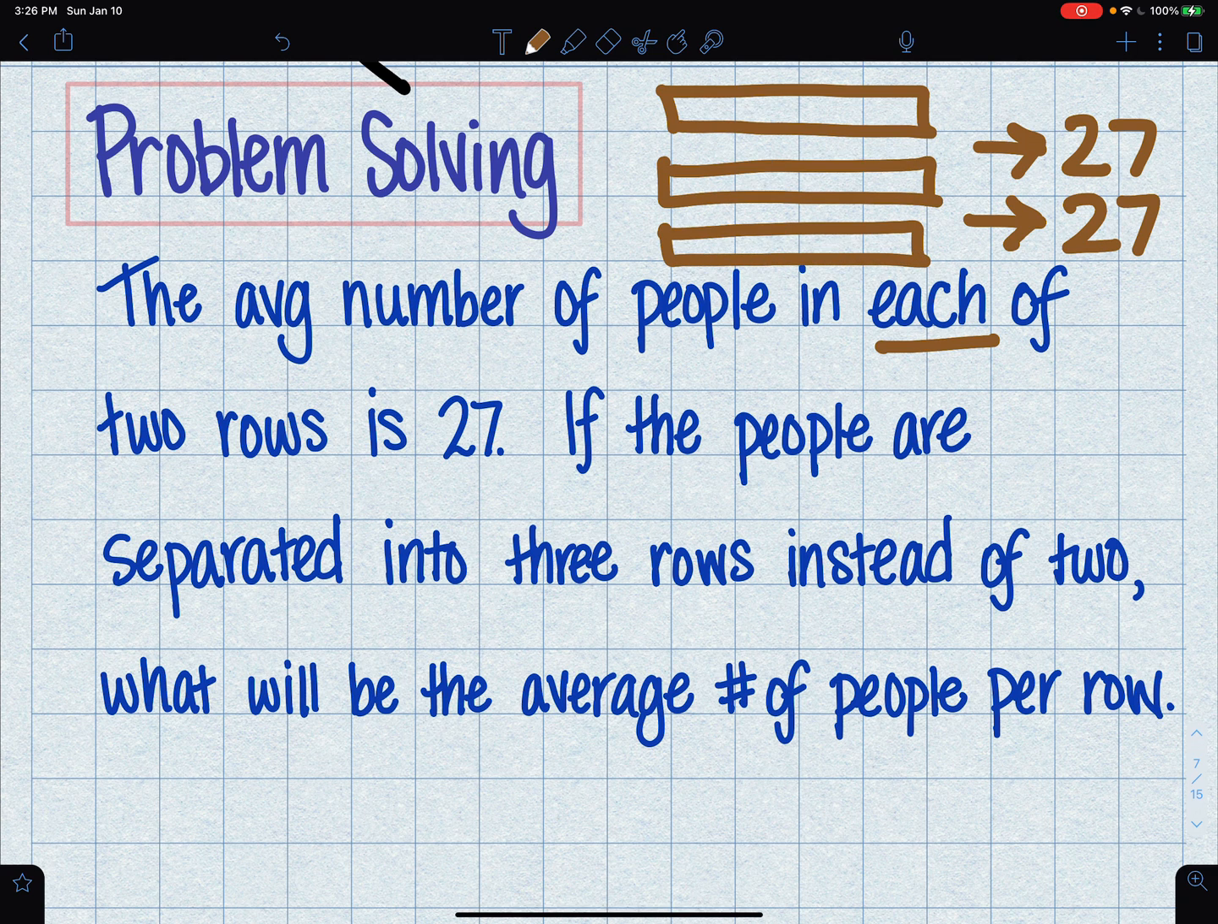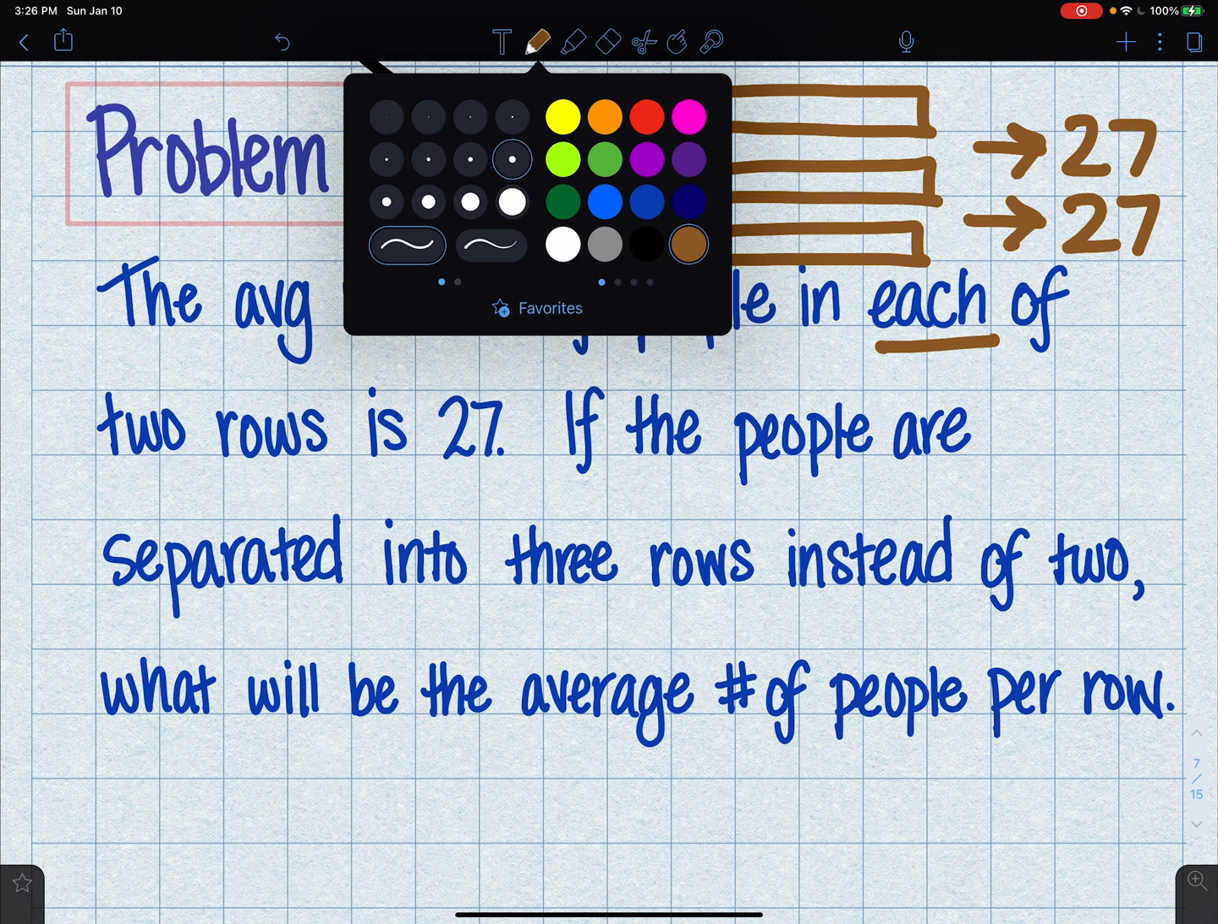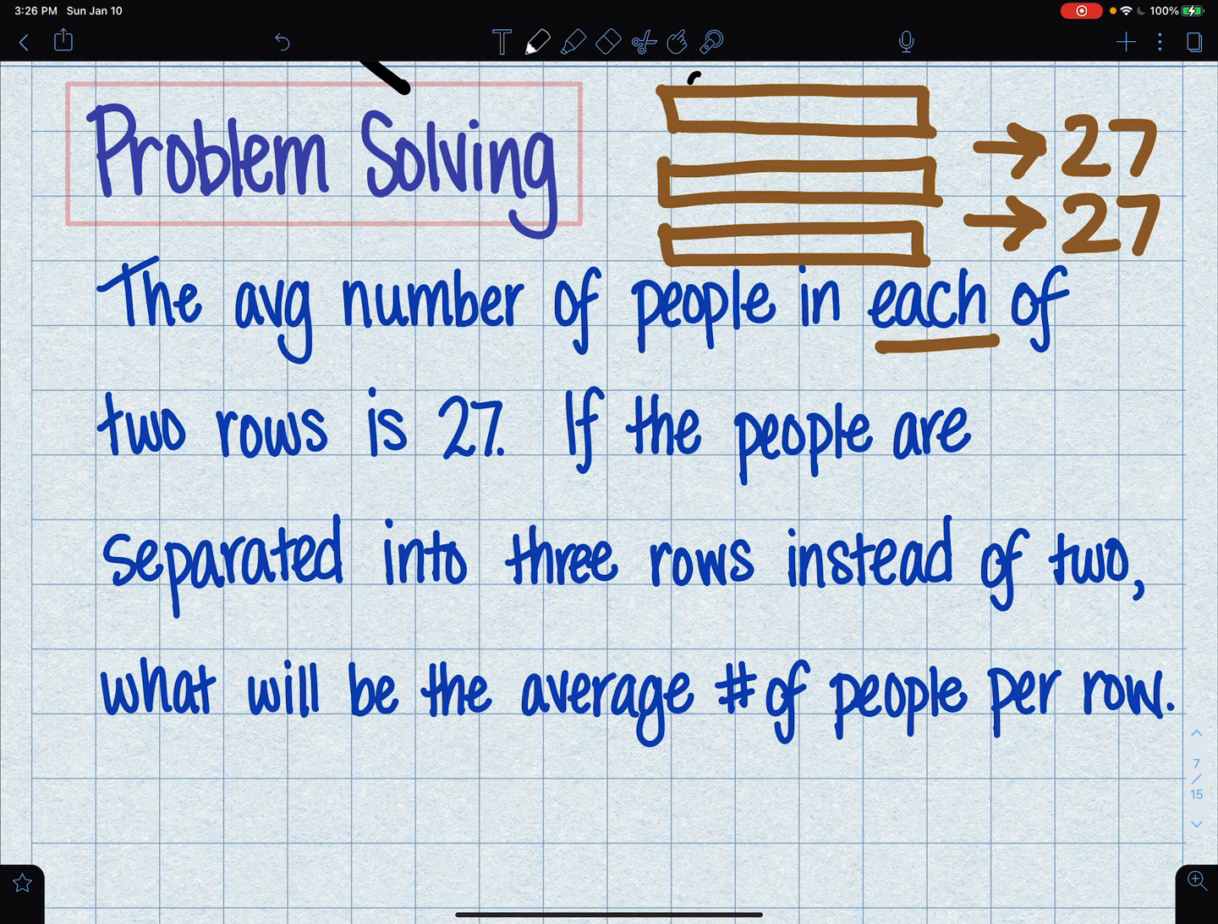Okay, if you have to put them in 3 rows instead of 2, what's the average number of people per row? So how many people would be sitting on each row if you have to take the same number of people from 2 rows and now put them into 3? Okay, so that's your job to figure it out. Let's see how you can do it. And I'll let you pause it there and figure it out, okay?